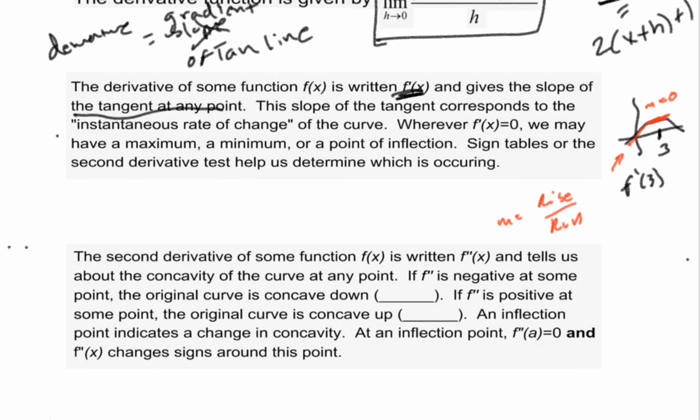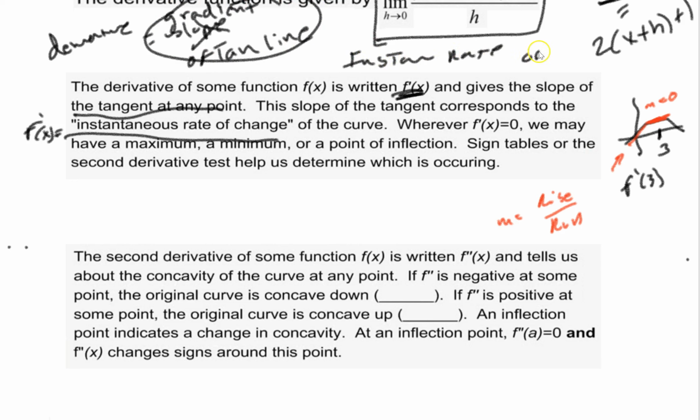The slope of the tangent line corresponds to the instantaneous rate of change. Another key thing, if you see those words, that means derivative. So there's a couple keywords you have to know, right? Gradient of a tangent line means derivative. Instantaneous rate of change means derivative. All these things mean derivative.